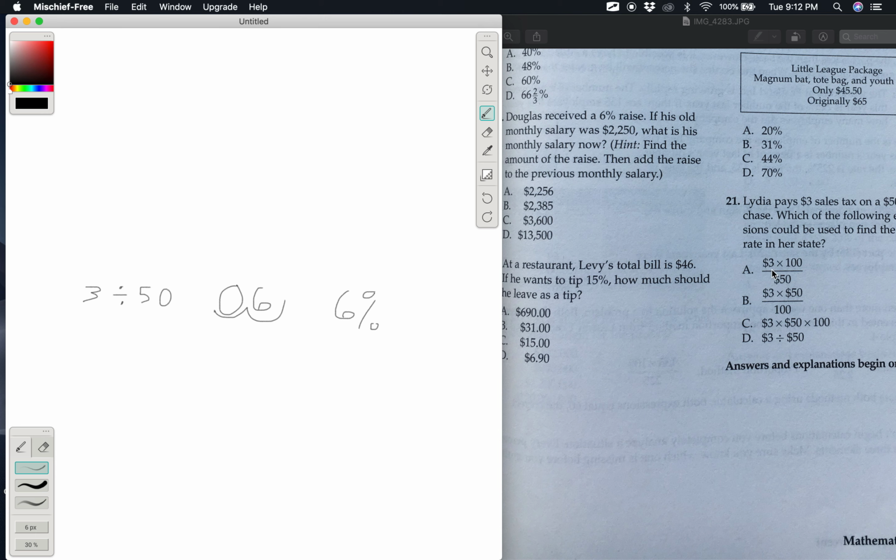But this is the way that it would be complete here, because it would be 3, which is the part. The base would be 50. Then on the percent side, this would be 100. Okay? So we're trying to find, this is the part, this is the base, this would be the rate here. Which would be equivalent to this 3. 50 is equivalent to 100%. 3 needs to be equivalent to this percentage. How do we do that? 3 times 100 is 300.